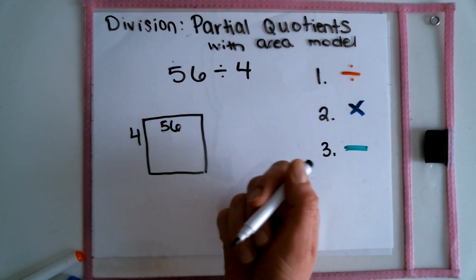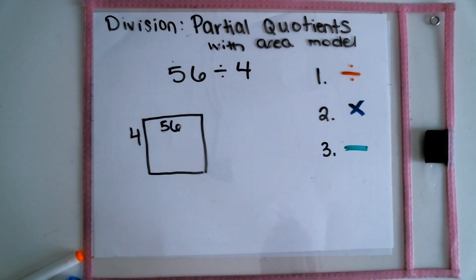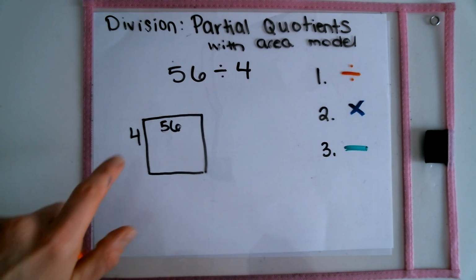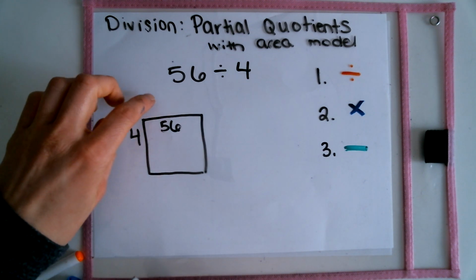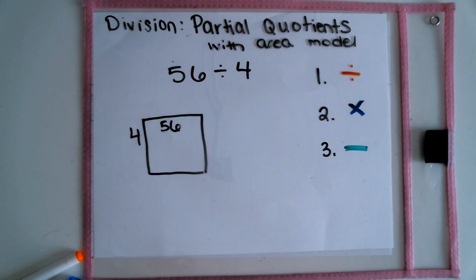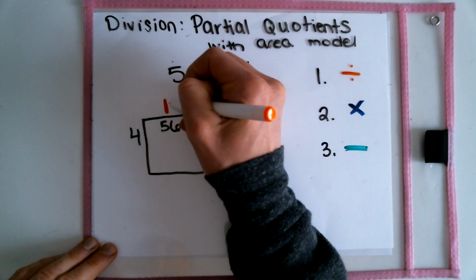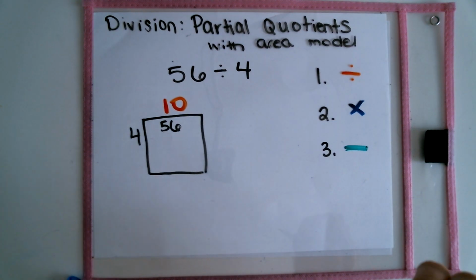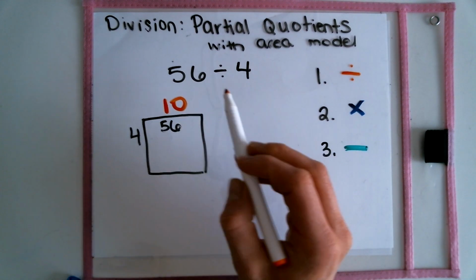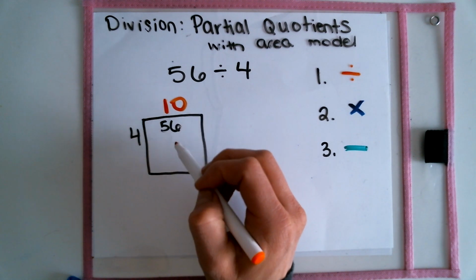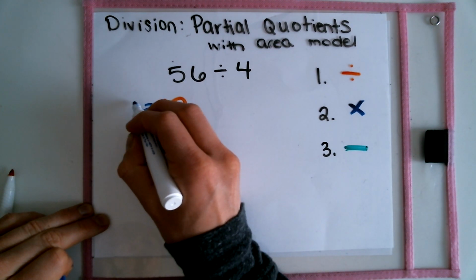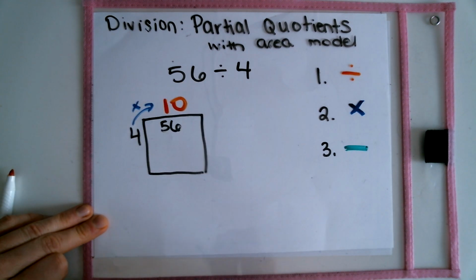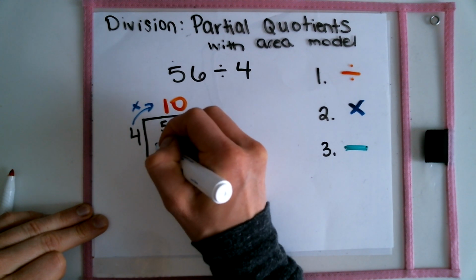Well, 4 times 10 is 40. I could easily take out 10 groups of 4 because I know that that is smaller than 56. So I'm going to take out 10 groups. Okay, so I'm going to be dividing this by 10 groups. Now I'm going to need to multiply. So now I'm thinking, well, what is 4 times 10? 4 times 10, we said, was 40.